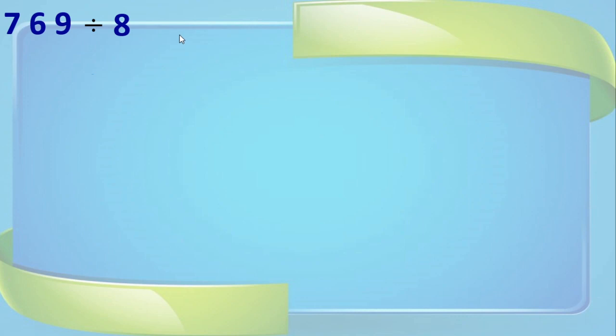One more. 769 divided by 8. Here also, this is 700, this is 60, this is 9. So 7 is less than 8. So what will we do? 8 zeros are 0.